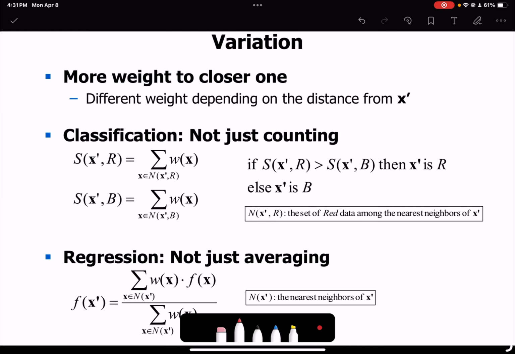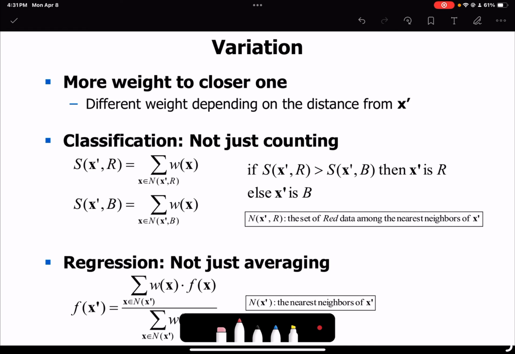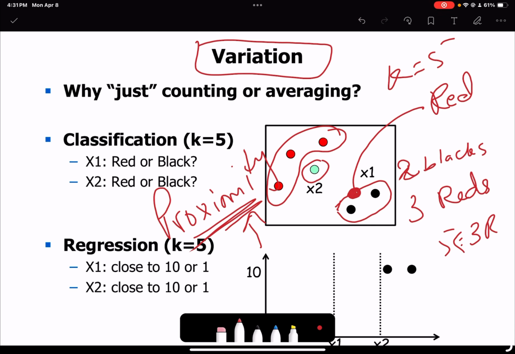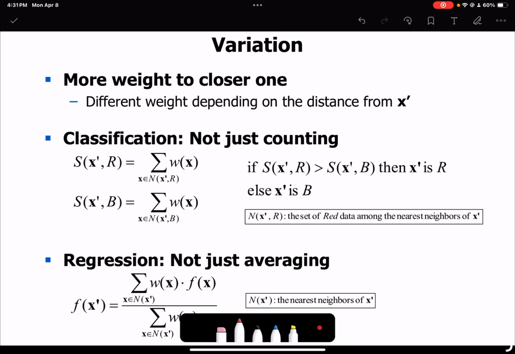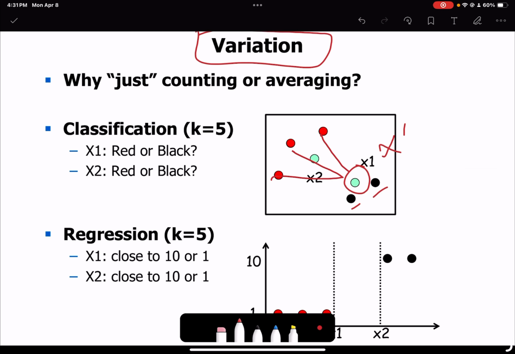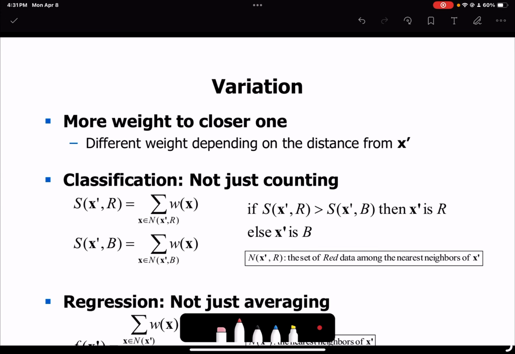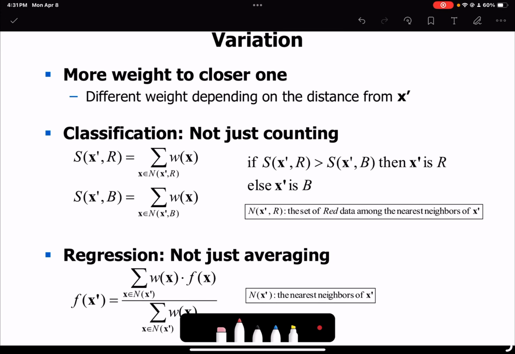In order to solve this problem, we can assign more weights to the closer ones. For example, this is x bar, and we have to estimate where it belongs. These two data points that are closer to your x1 will be assigned a higher weight value, and those data points that are farther away from your x1 will be assigned lower weight values to get better results.